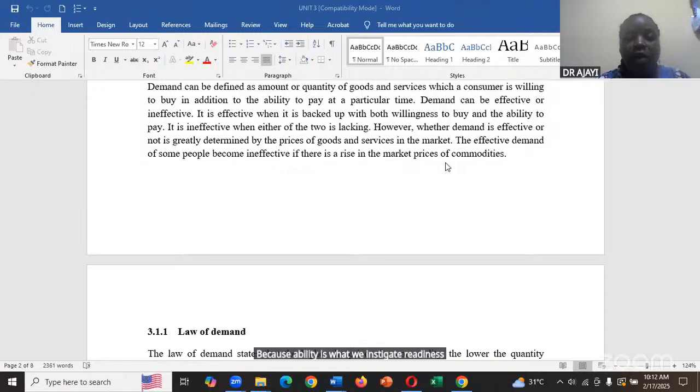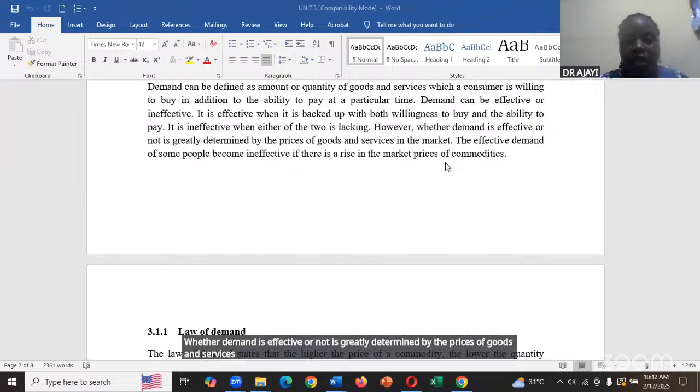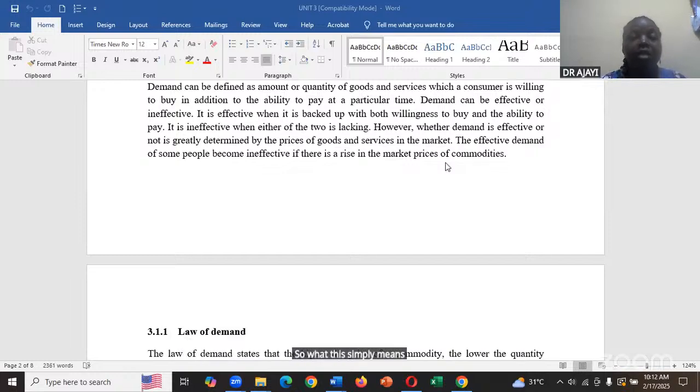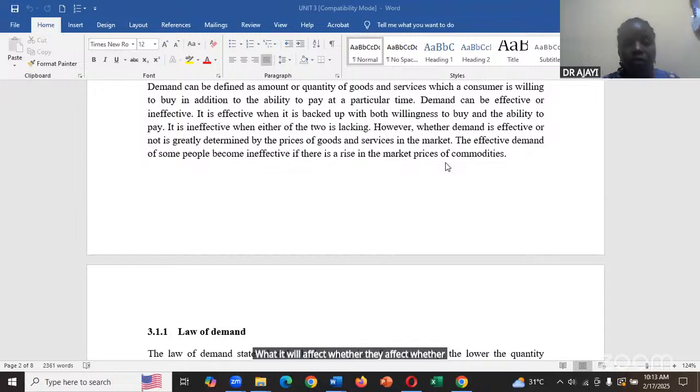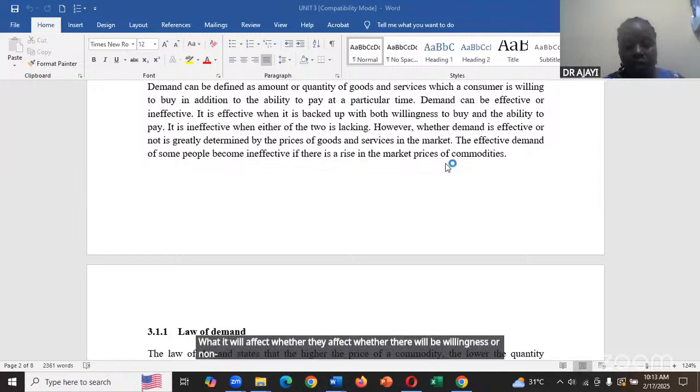However, whether demand is effective or not is greatly determined by the prices of goods and services in the market. What this simply means is that the willingness may always be there, in most cases, whether we are talking about effective or non-effective demand. But the moment the price increases, or there is a change in price, it will affect whether there will be willingness or non-willingness, effective or non-effective demand.